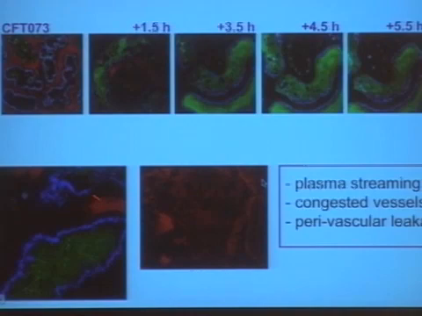This indicates plasma streaming. That means that it's only the plasma that is passing and that contains the red dye and no red blood cells. And also in the image to the right, you see that now we have also perivascular leakage from the vessels. So apparently this is quite disadvantageous from the vessel's perspective.